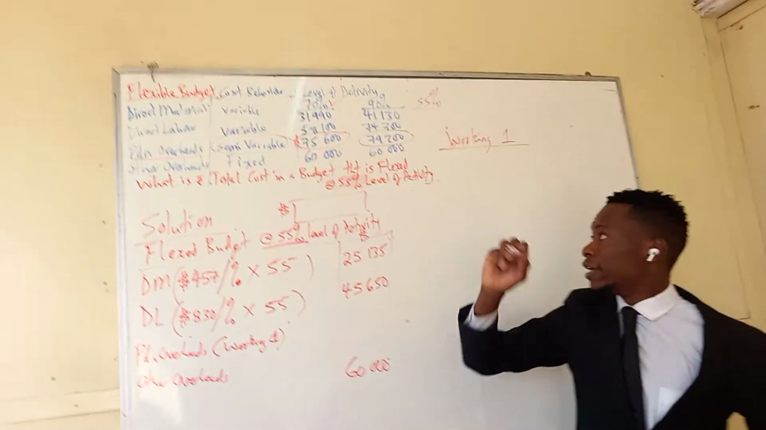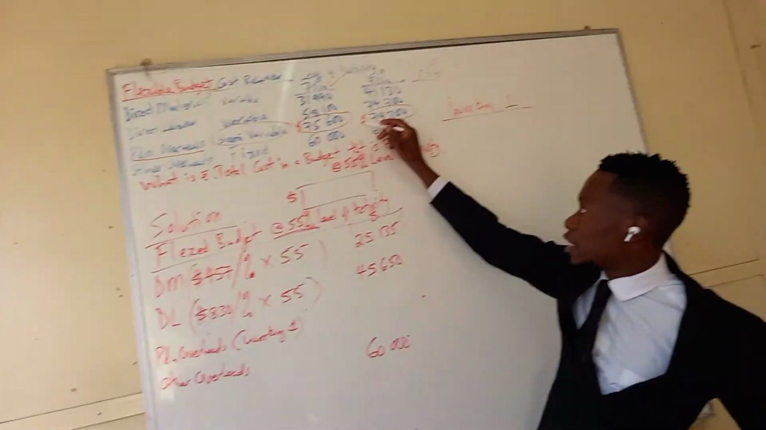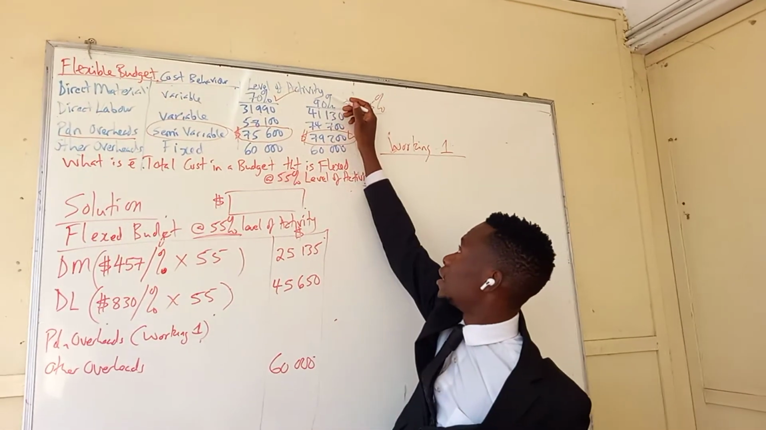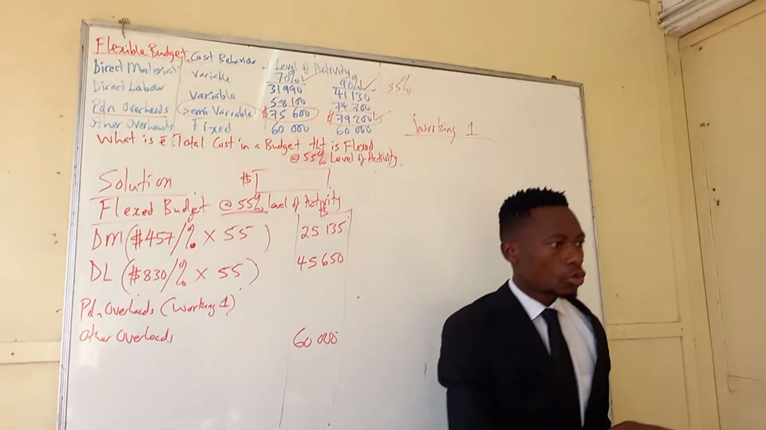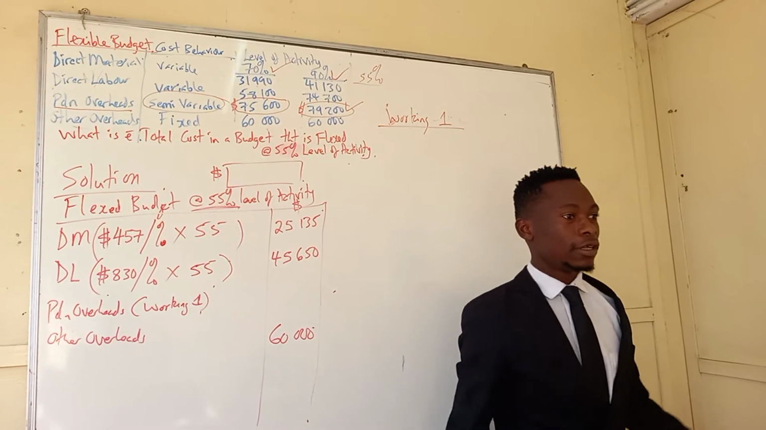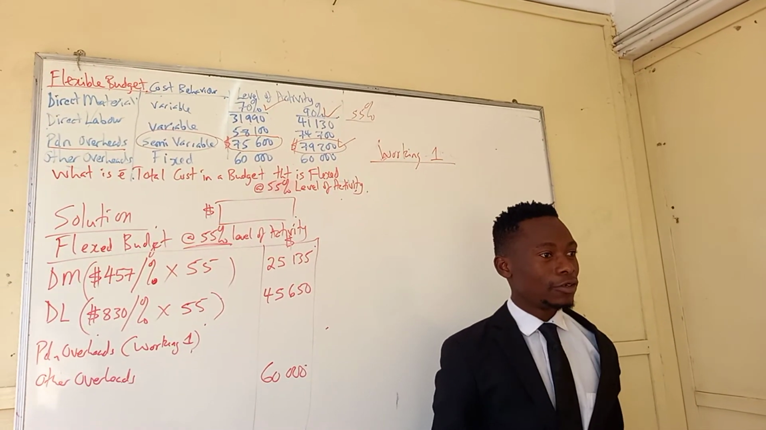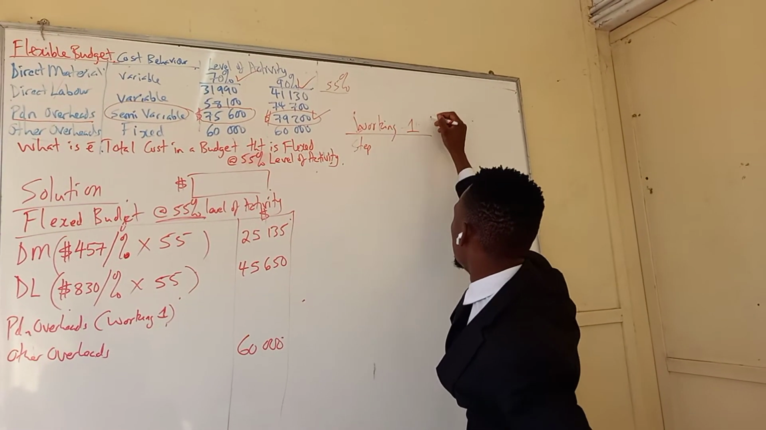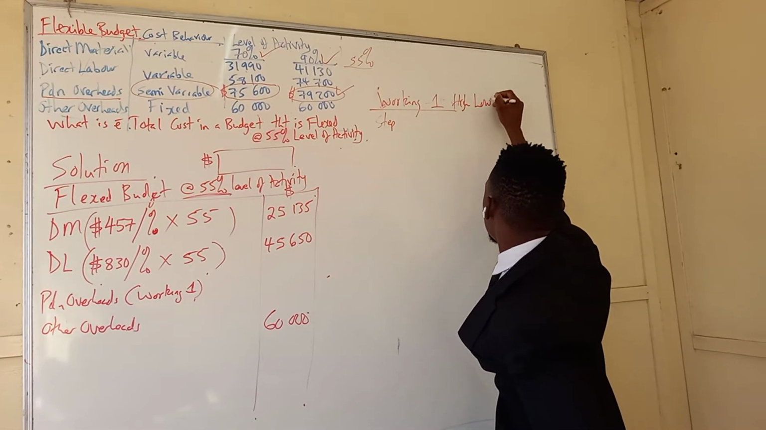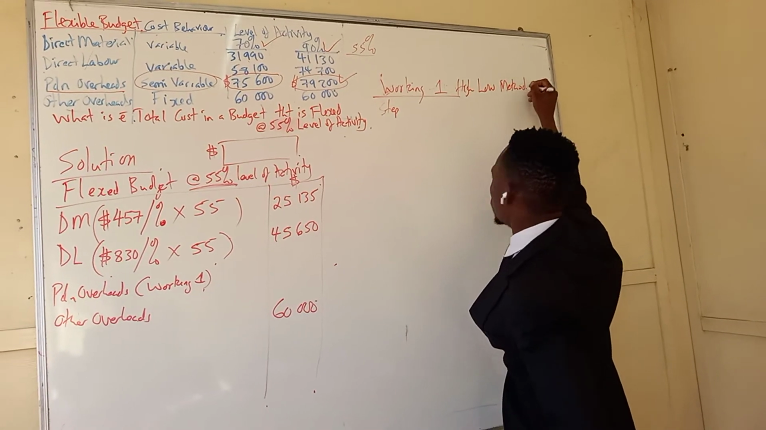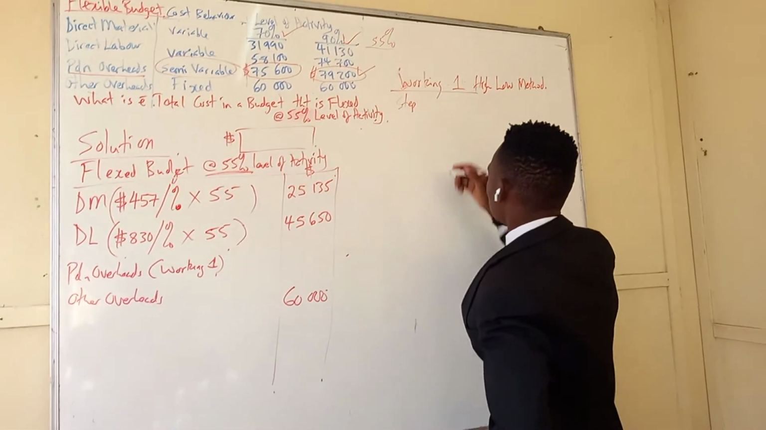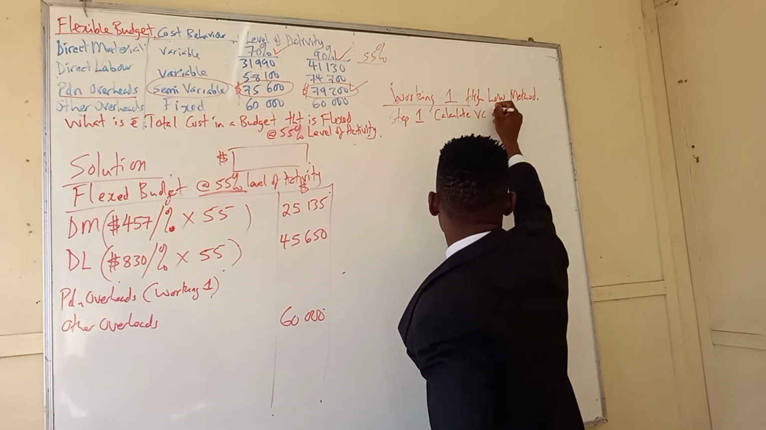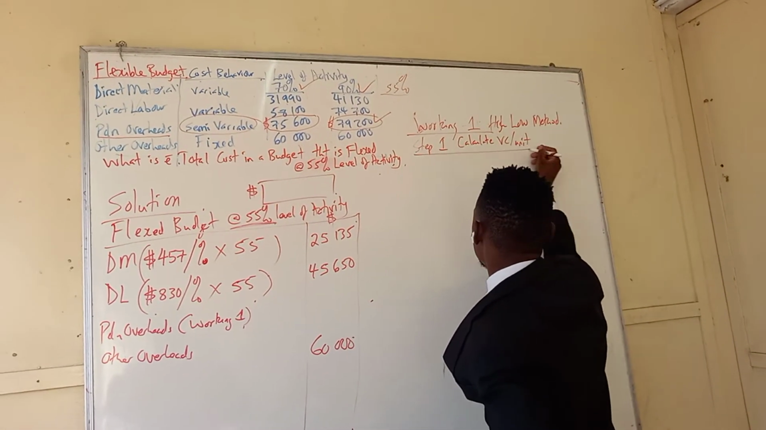70. Then I'll incur 79,200 if I produce what percent? 90%. So what is the fixed element? Then the high-low method comes in. So step one. In other words, you are applying the high-low method, primary school learning. So step one, you calculate the VC per unit.